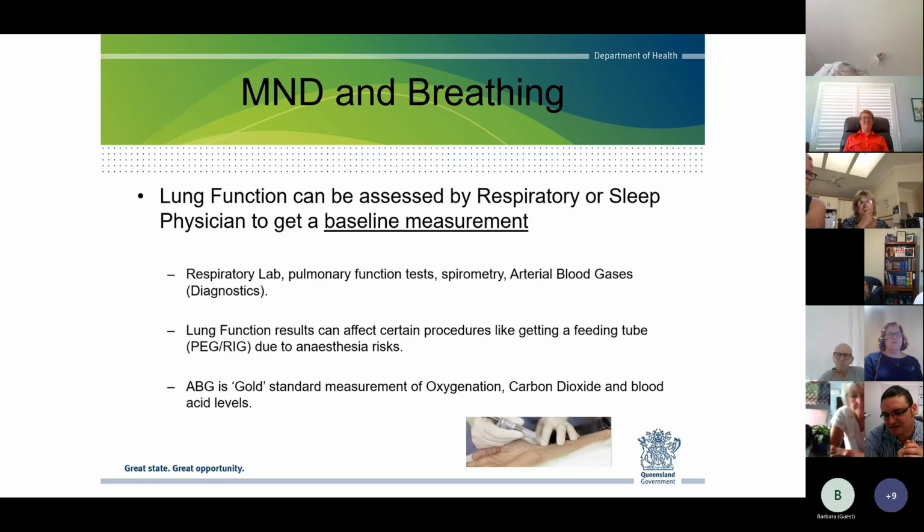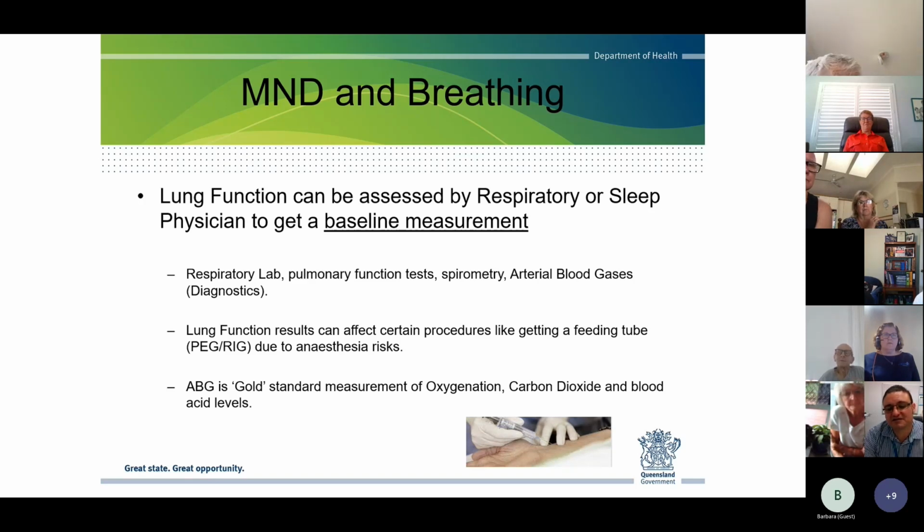PEG is usually done when you've got a higher percentage of lung function. RIG is done when you've got a lower one, and it's radiography guided. But that's more into other areas. I'll just mention that we all work together with these tests, and everyone uses each other's data. The other thing the arterial blood gas does is measure blood acid levels.